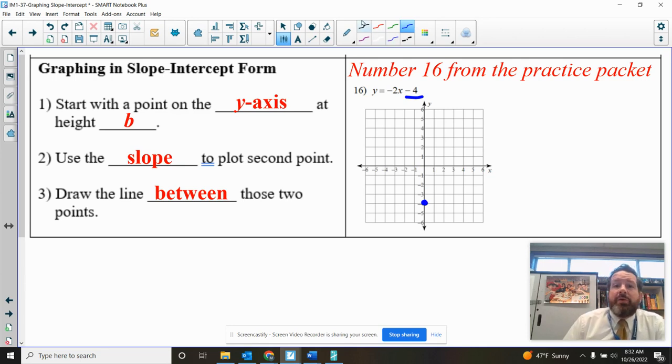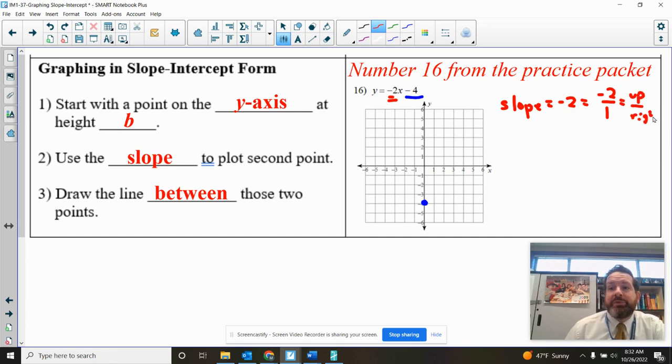Next, the slope tells me how to move to another point on the line that we can then draw through. So for your slope, this time it's the number -2. I want you to think of it as a fraction, -2/1. This tells you how much you move up and how much you move to the right. Now, negative up just means down. So from this starting point, we're going to move 2 spots down because of the negative and 1 spot to the right. So 2 spots down and 1 spot to the right.